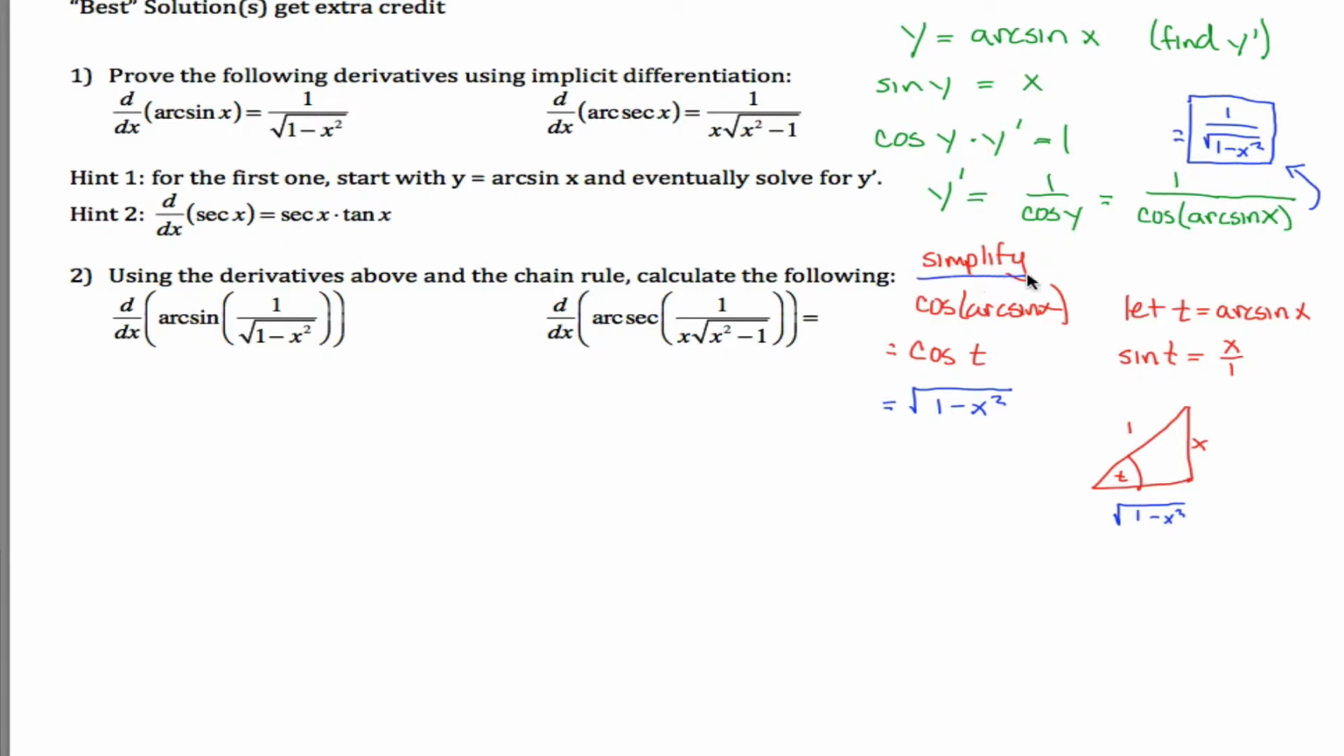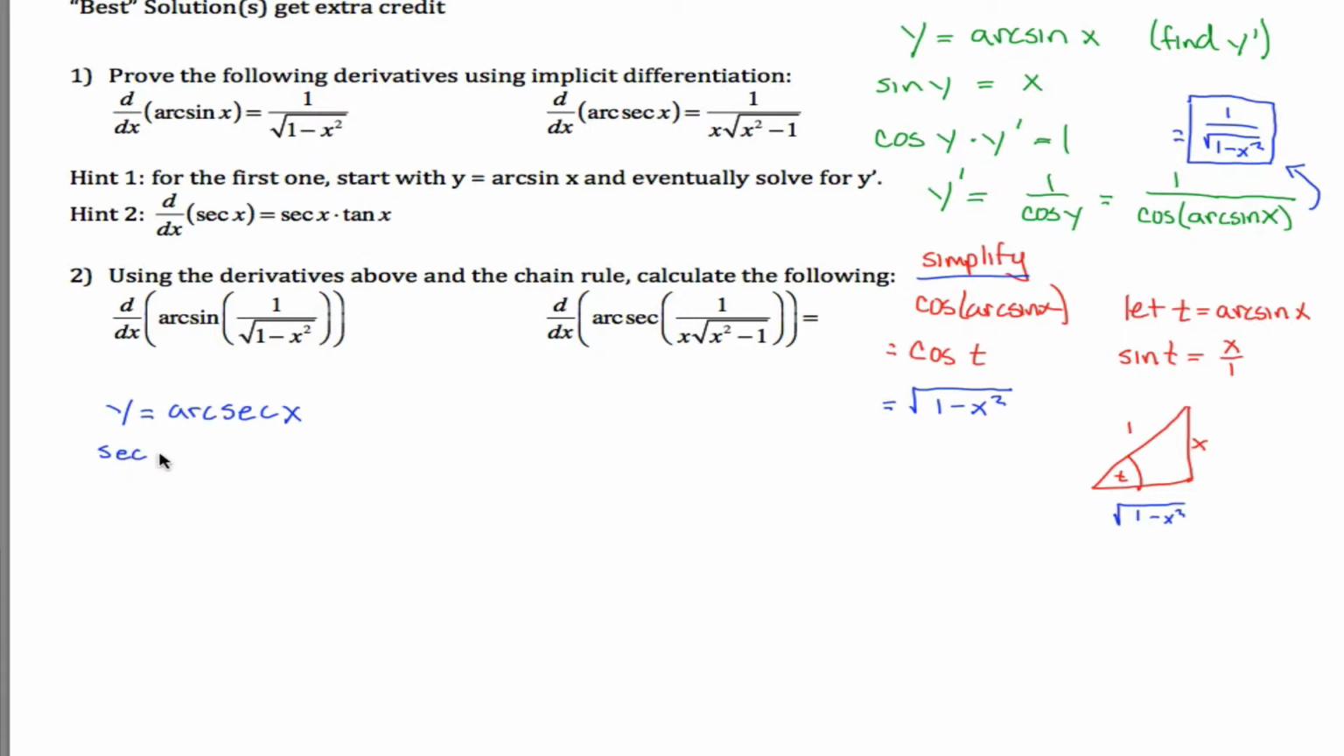There you go. All right, do that again. This one's even a little bit more difficult. Maybe I can go a little quicker. Same idea. Now I'm going to make y equal to the arcsecant of x, and I'd like to take the derivative of both sides. I want to find y prime again. But I can't initially take the derivative of both sides because I don't know the derivative of arcsecant of x.